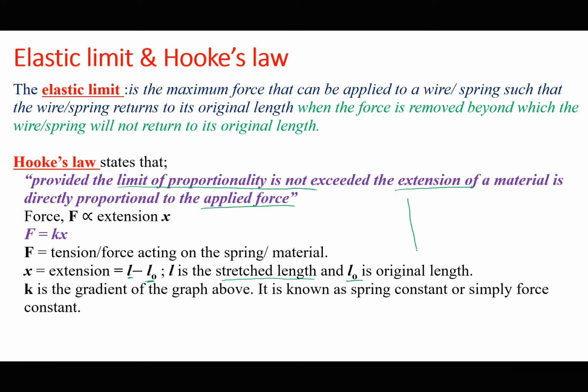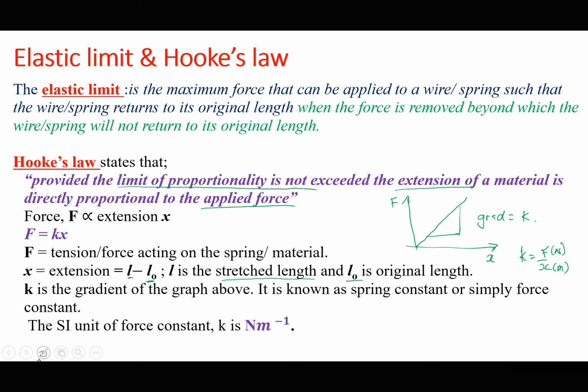Remember, if you sketch a graph of F against extension, if Hooke's law is obeyed throughout, it's going to be just a straight line. And we saw that the gradient of that graph was equal to the constant K, which is the force constant. So from F is equal to Kx, we notice that K is equal to F over x. If we want to tell the units for the constant K, we know that F is in newtons and the extension is in meters, so the units of the force constant are newtons per meter.